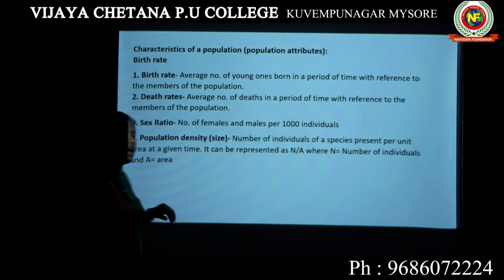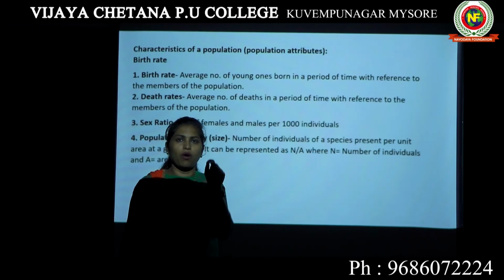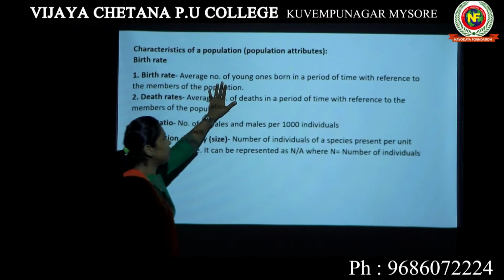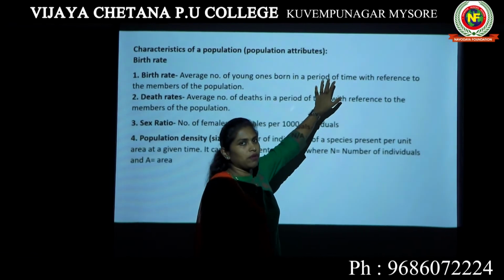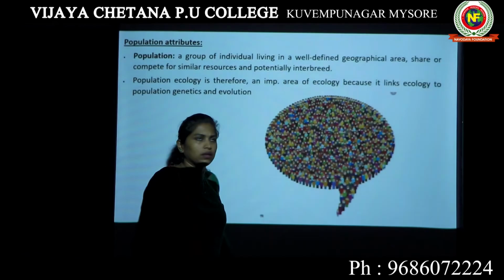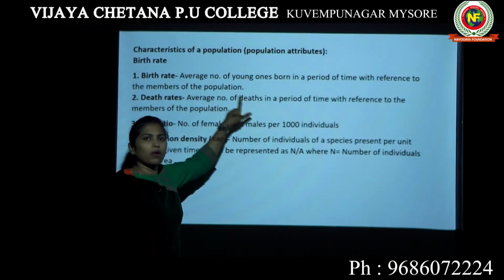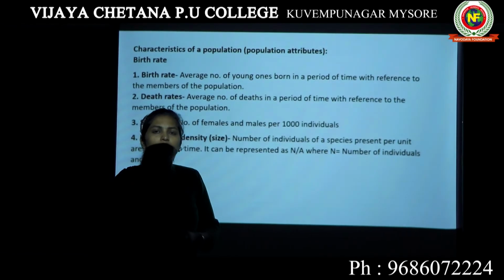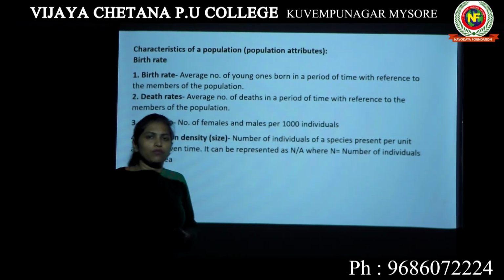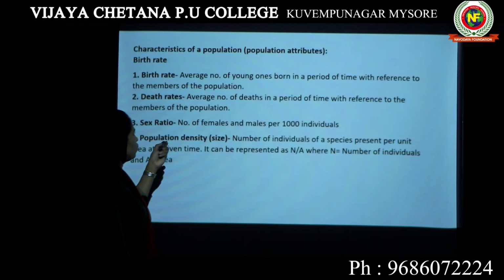Average number of young ones. The number of young ones becomes 4 by 20. Okay, 4 were born where 20 were already present. So that becomes 4 by 20. So, the average number of young ones born in a period of time, I have told you 6 months, with reference to the members of the population. How many are already existing? With reference to the members of the population which are already existing. So now already 20 were existing, 4 new plants were born. So if you calculate 4 by 20, the ratio that we get becomes the actual birth rate for that particular population.